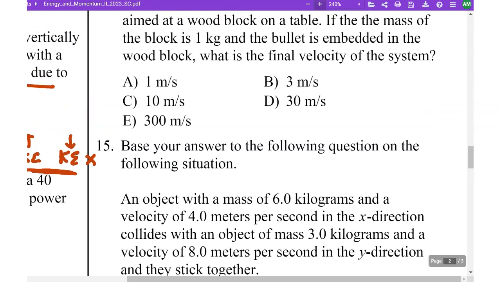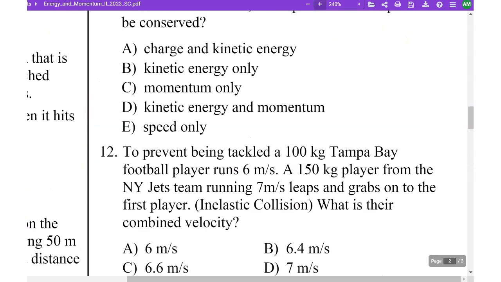It's about the football problem. Let's find it. Here it is right over here. To prevent being tackled, a 100 kilogram Tampa Bay football player runs at 6 meters per second, and a 150 kilogram player from the Jets, running 7 meters per second, leaps and grabs onto him. It's not clear that they're both going in the same direction. You won't get a solution unless you know that they're going in the same direction.